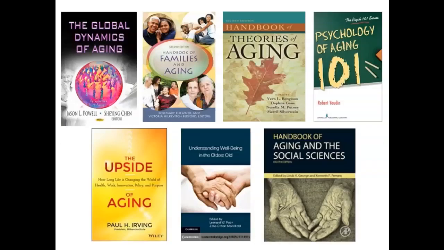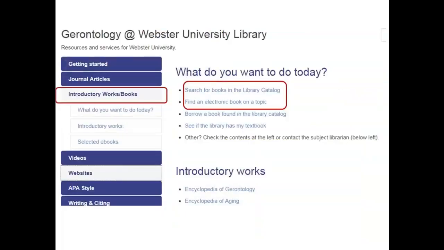In addition to journal articles, books are invaluable sources of information. Let's look at how you can find books for your projects. In the Gerontology Research Guide, you'll see a blue tab at the left for introductory works and books. On that page, you'll find links to some reference books, such as encyclopedias related to gerontology. These can be helpful sources for definitions and background information.